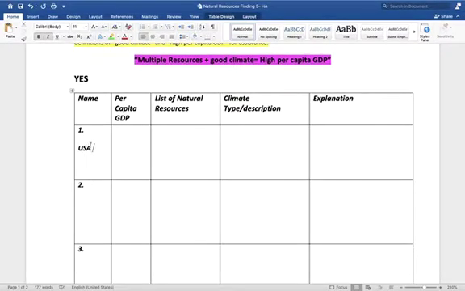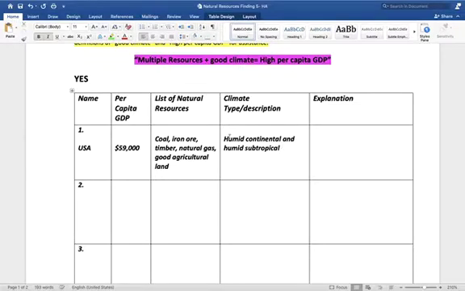So one of the benefits of being the teacher is you get to do things that students can't do. So I'm going to use the United States as an example. Per capita GDP of the United States is around $59,000. Resources that we have in our country include coal, iron ore, we have timber, natural gas, and good agricultural land. Our climate type, we are mainly a mixture of humid continental and humid subtropical, meaning we are below the tropics, we are not within the tropics.